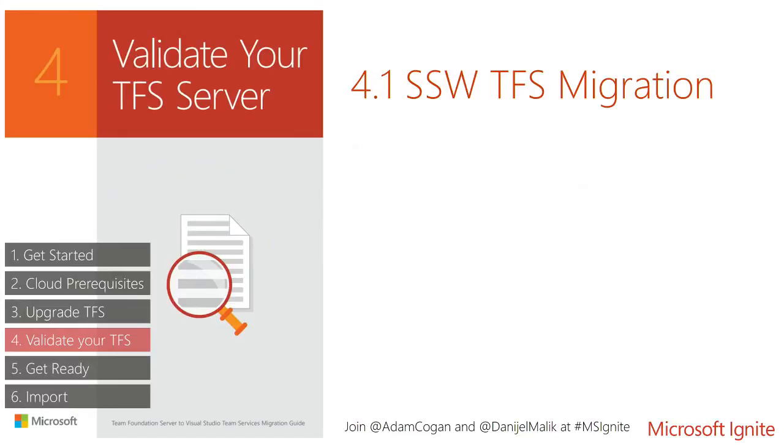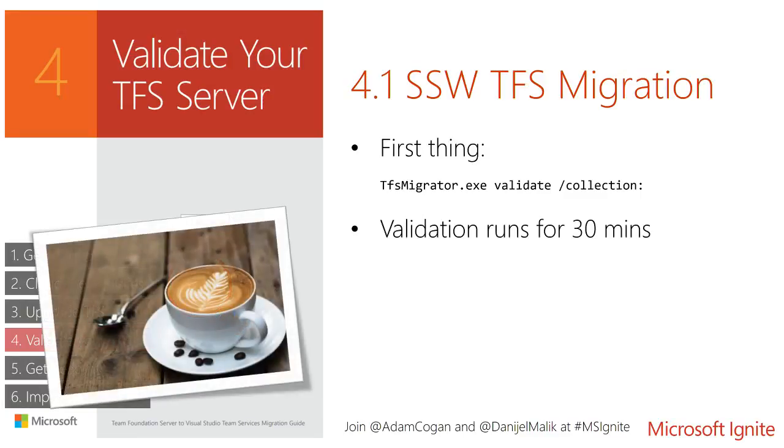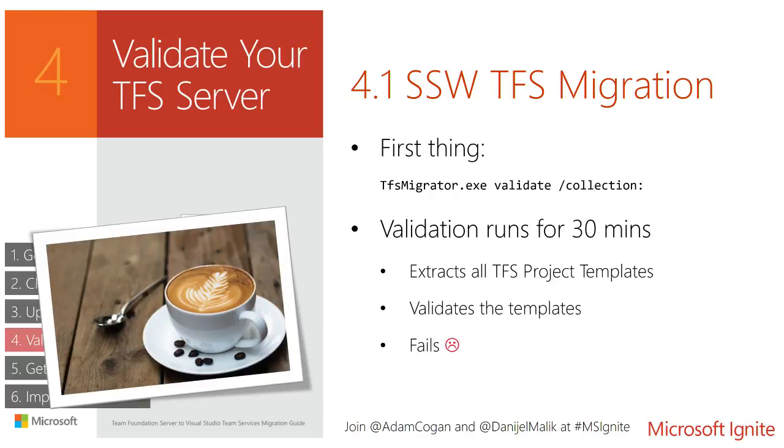So I went ahead and ran TFS Migrator to validate the collection. The validation took about 30 minutes. Just to give you an idea, our collection was about 50 gigs, so to get through those 50 gigs it took about half an hour. Now you can do the math for yours. The tool extracted all the TFS team projects and validated them, and in the end, it failed. And I was like, Adam, you said it's plain, right? It's vanilla. How could this happen?